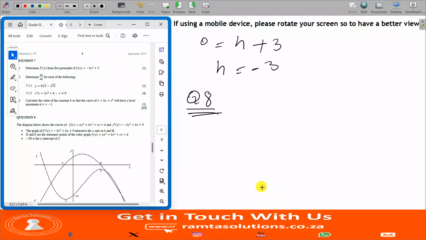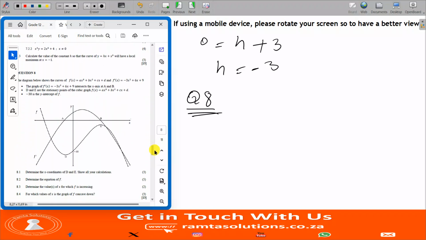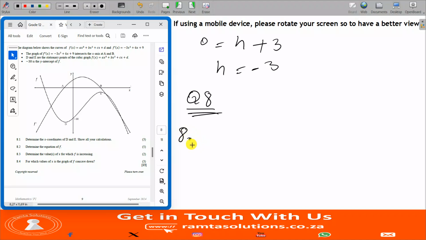All right. Now, question 8: the diagram below shows the curves of f(x) equal to ax cubed plus bx squared plus cx plus d, and f prime of x is equal to -3x squared plus 6x plus 9. The graph of f(x), which is given, intersects the x-axis at A and B. D and E are the stationary points of the cubic graph f(x). -30 is the y-intercept of f.